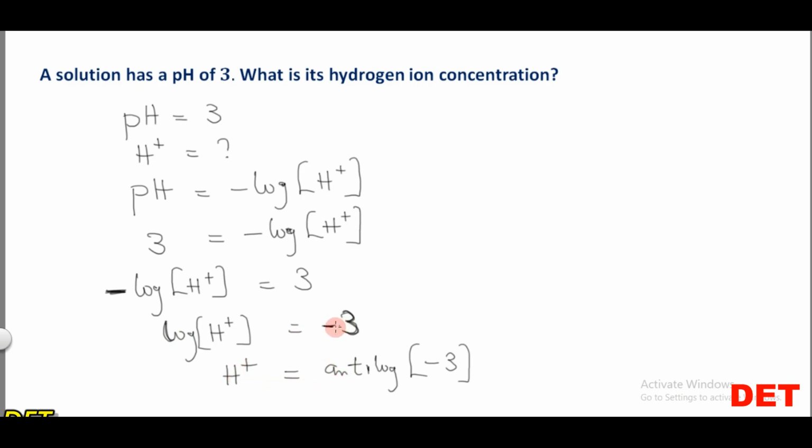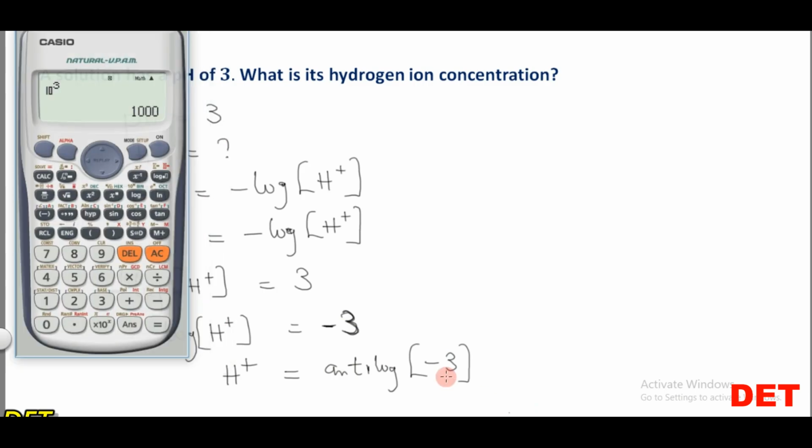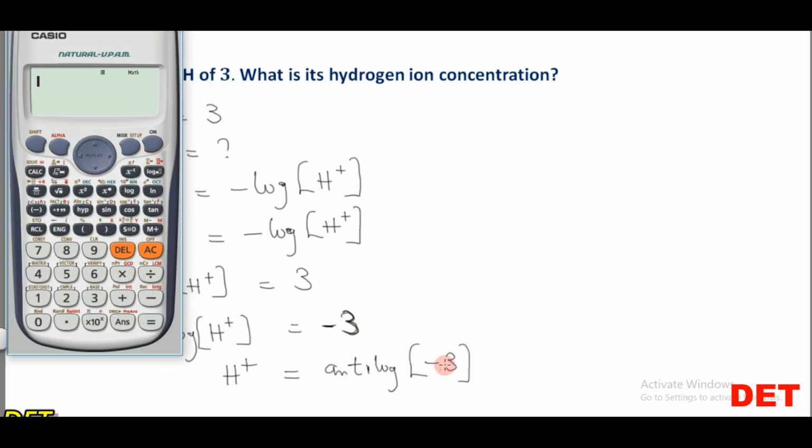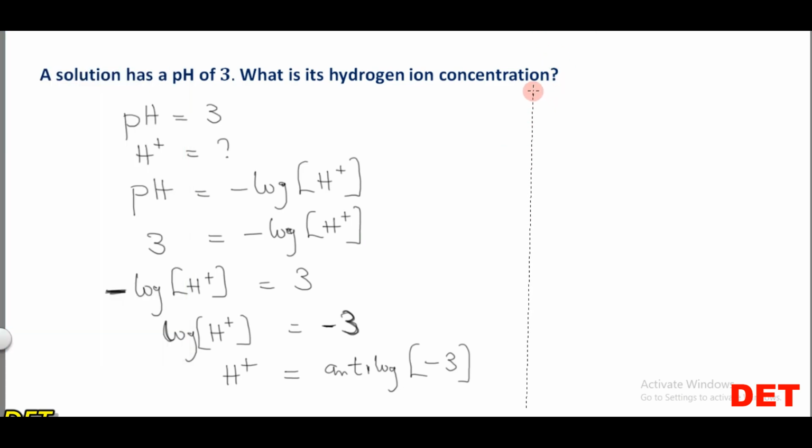Then I will look for the antilog of minus 3. So what is the antilog of minus 3? I'll bring out my calculator and press the antilog of minus 3. How do I press that? I'll press shift, and then I will press log and then put my value, which is minus 3. And that will be equal to 1 all over 1000. So my hydrogen ion concentration is equal to 1 all over 1000.